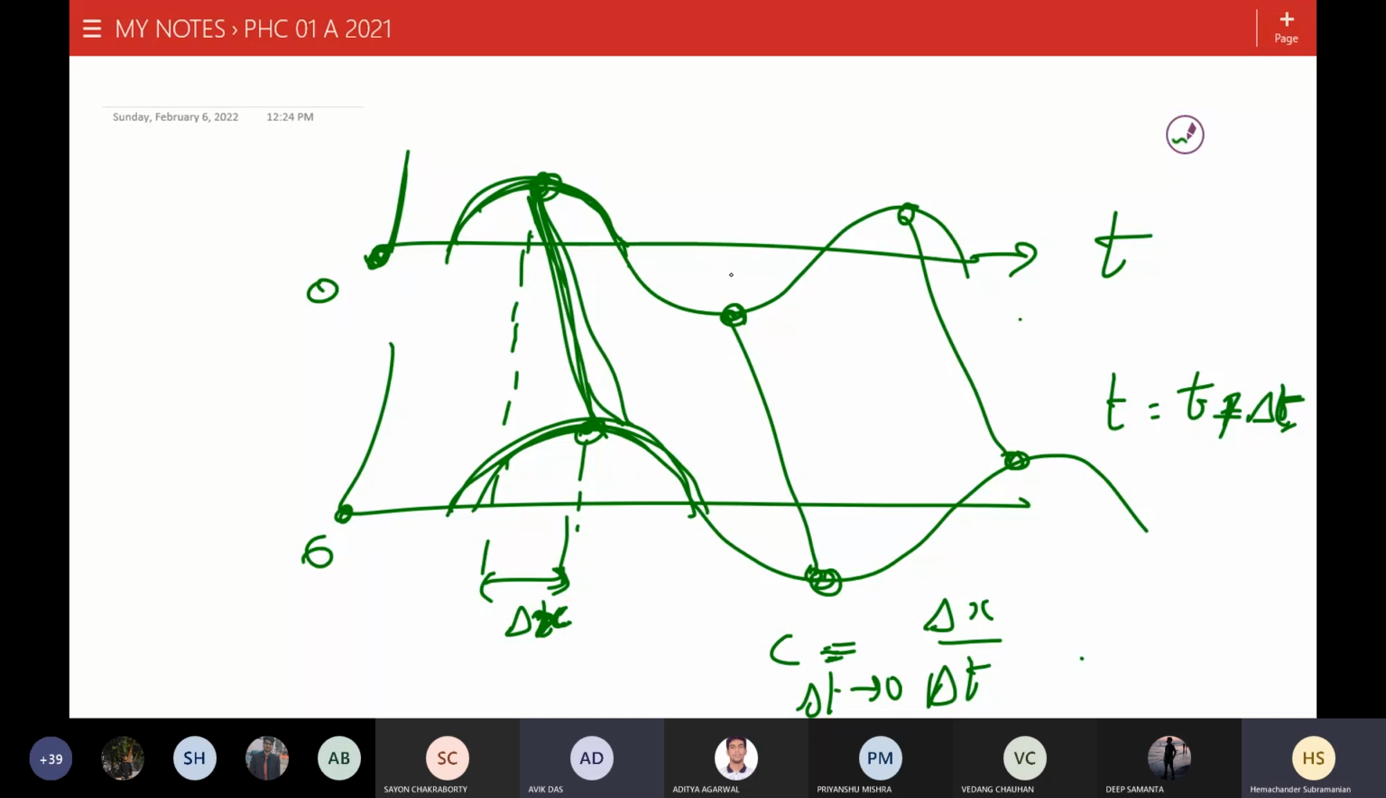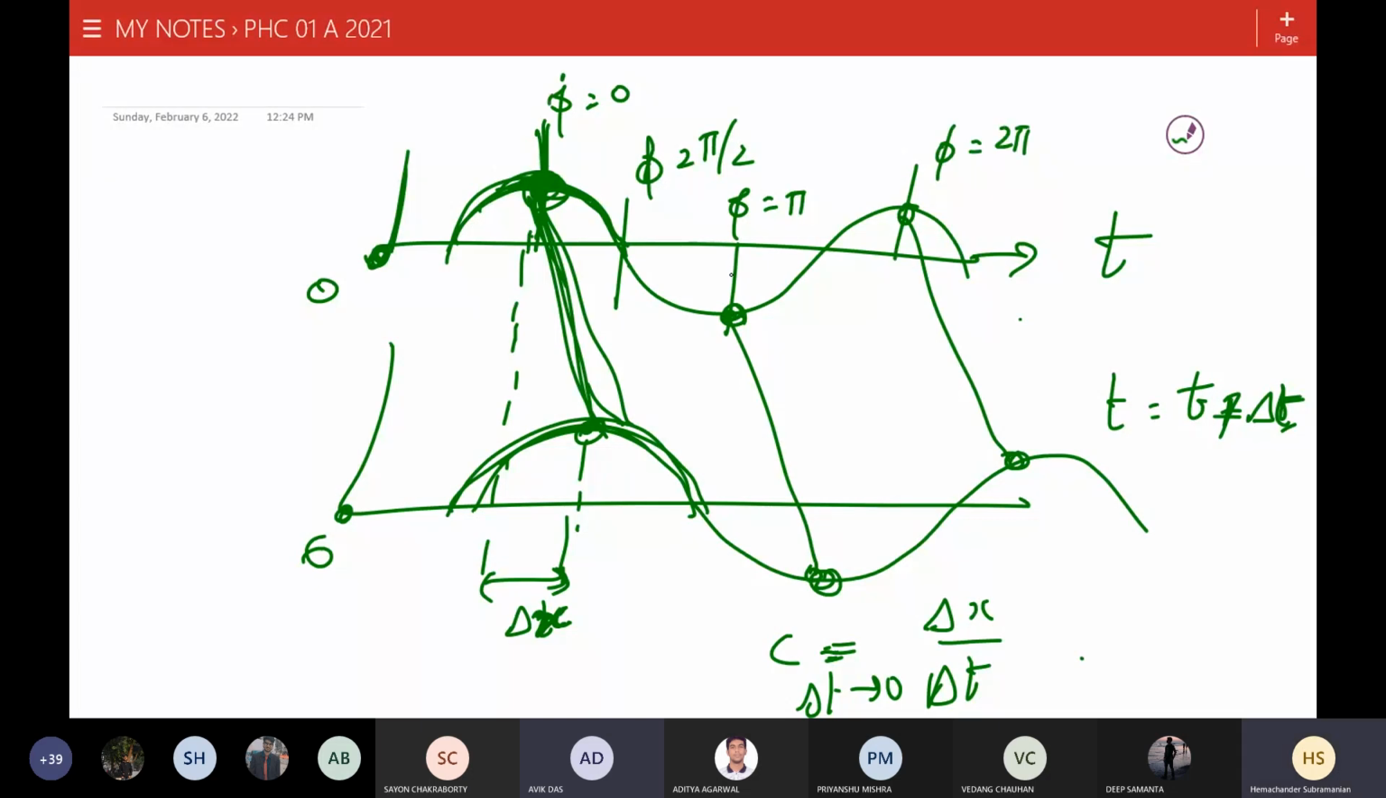Velocity is the speed at which the phase of the wave travels. This is your phase. This is phase phi equals, let's say, 0. This is phi equals pi by 2. Phi equals pi. That's the phase. This is phi equals 0, let's say. This is again phi equals 2 pi.